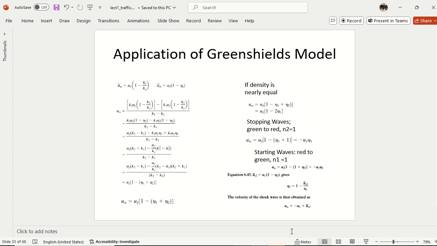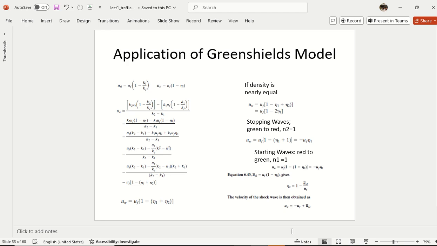This is what they have done up till here. In the end, you can open these brackets, and after doing all the simplifications and using eta, you will get this equation. So according to the Greenshields model, the velocity of shock wave equals this. What is this? Free flow speed.